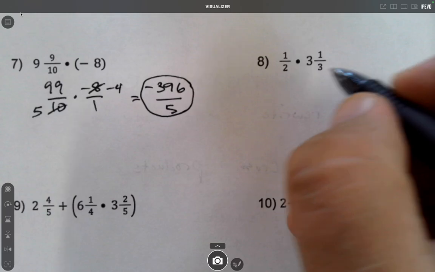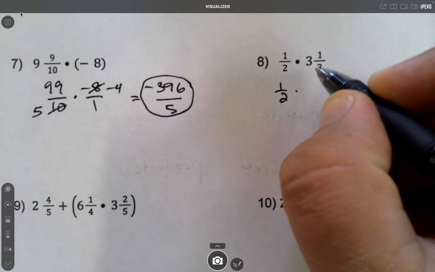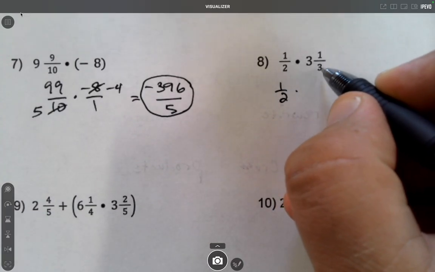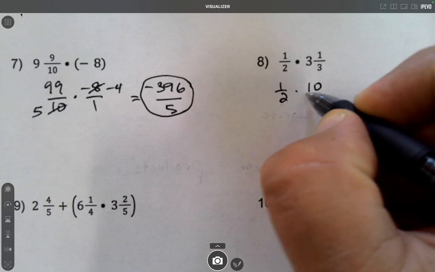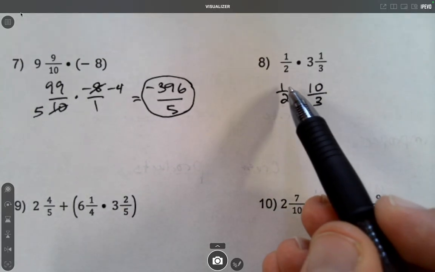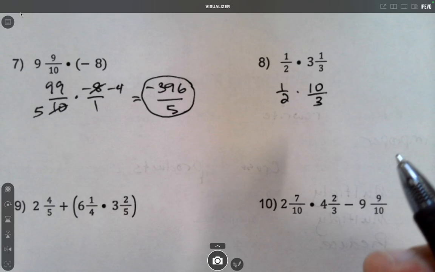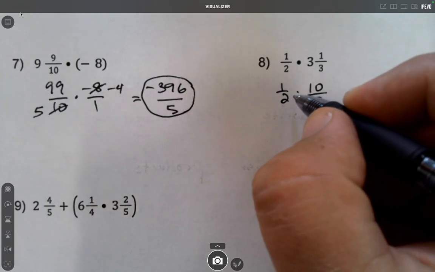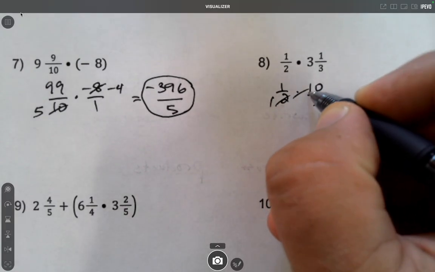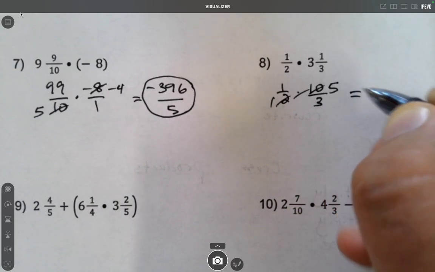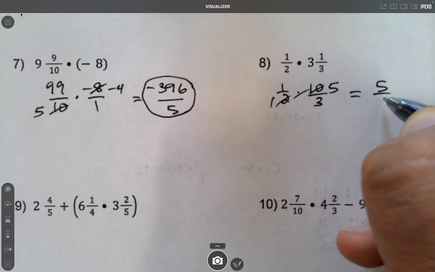Number 8. Change this to an improper fraction. 3 times 3 is 9, plus 1 is 10. Okay, so 1 and 3 do not have anything in common, but 2 and 5, we can divide them both by 2. So we have 1 times 5 on top, 1 times 3 on the bottom.